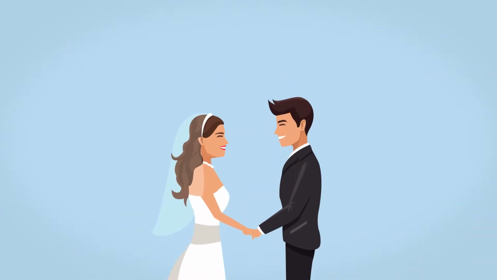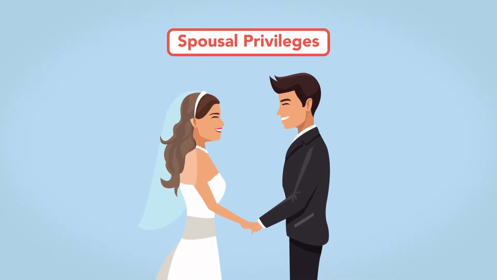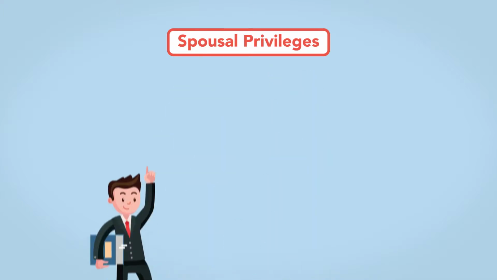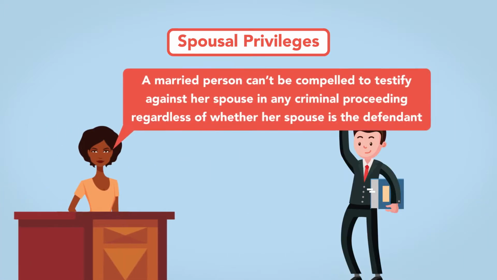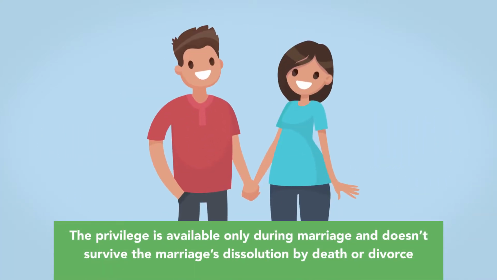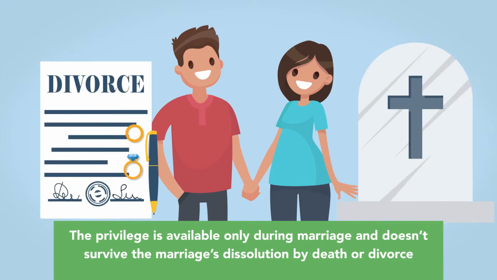Although not codified, many other privileges exist, including spousal privileges. The privilege of spousal immunity, when invoked, prevents the prosecution from calling as a witness the spouse of a defendant in a criminal case. Additionally, a married person cannot be compelled to testify against her spouse in any criminal proceeding, regardless of whether her spouse is the defendant. The privilege is available only during marriage and doesn't survive the marriage's dissolution by death or divorce.